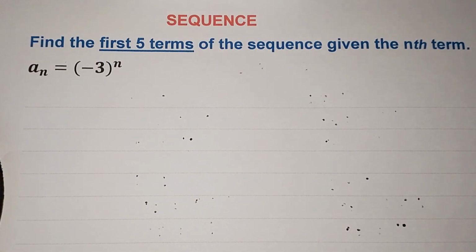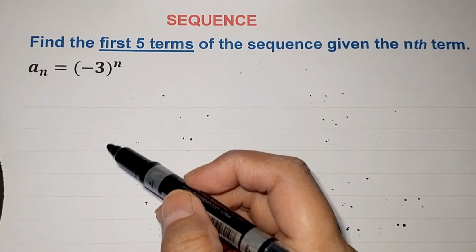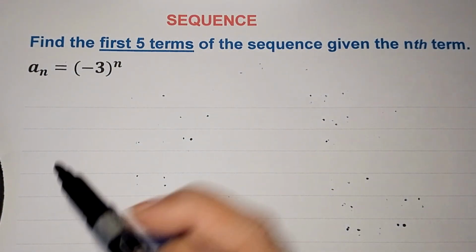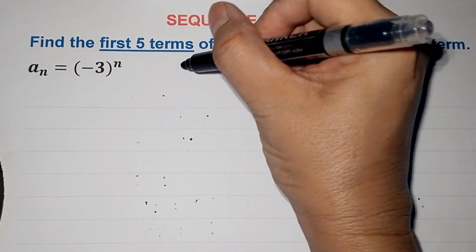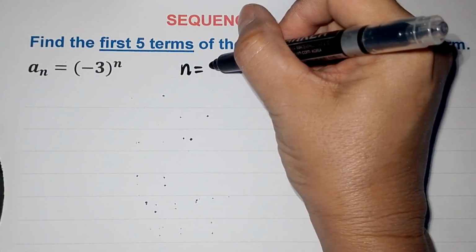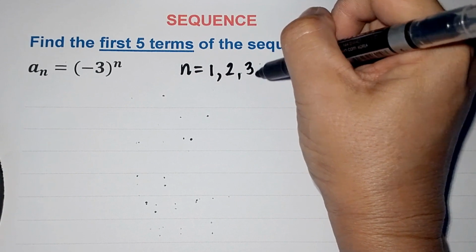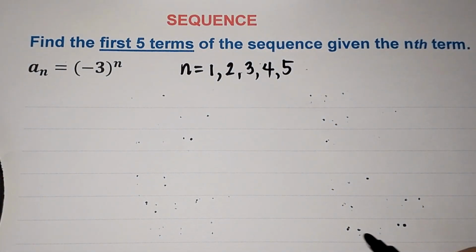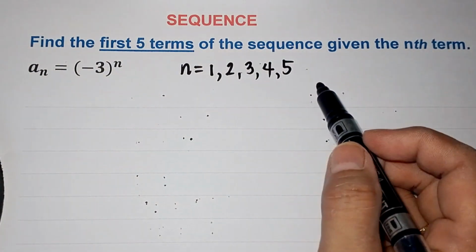Find the first 5 terms of the sequence given the nth term. A sub n equals negative 3 raised to n. The base in this example is negative 3. We're going to let n be equal to 1, 2, 3, 4, 5. So we want to find the first 5 terms. We're going to use these values of n.